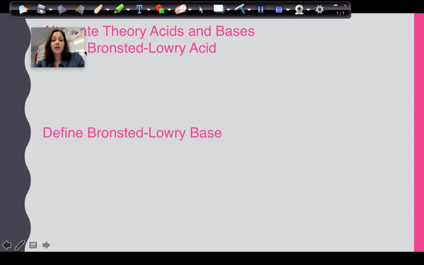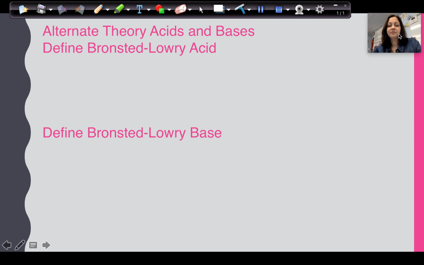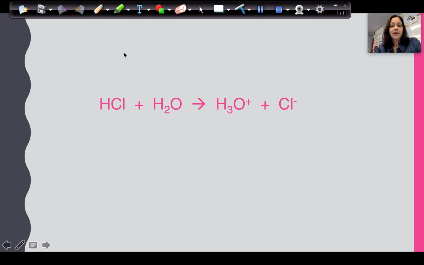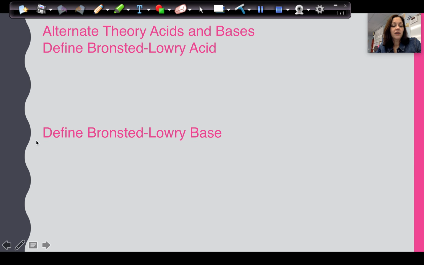When we talk about the alternate theory, we're going to be able to define acids and bases as Arrhenius acids and bases from the previous slides. But the Bronsted-Lowry theory, we are just going to call the alternate theory for our purposes.